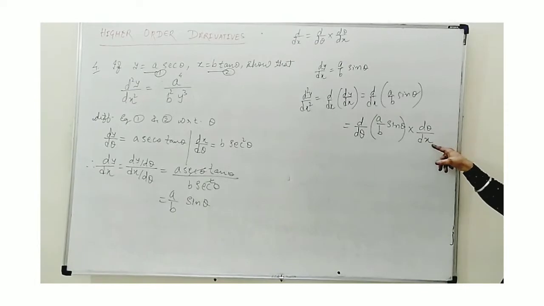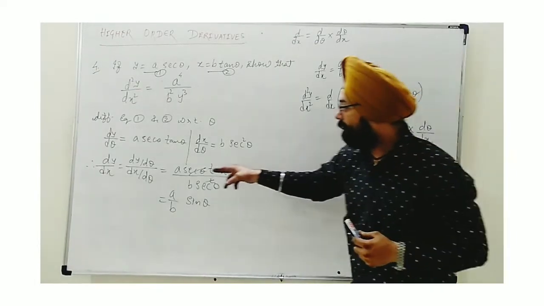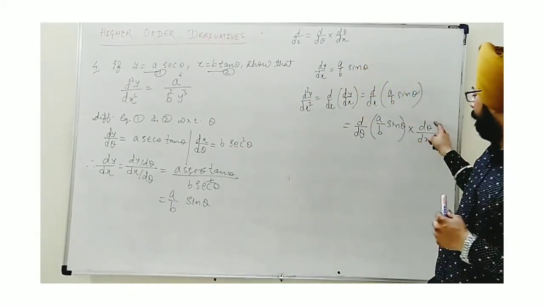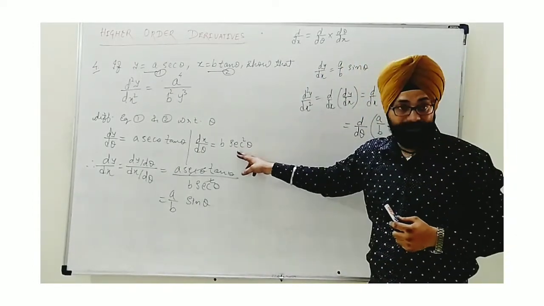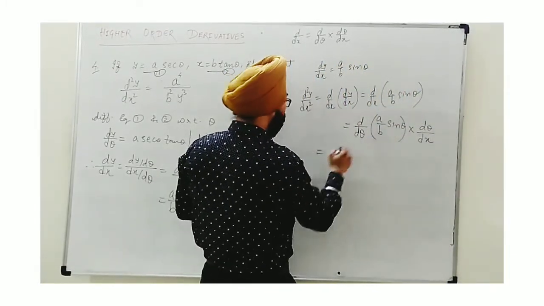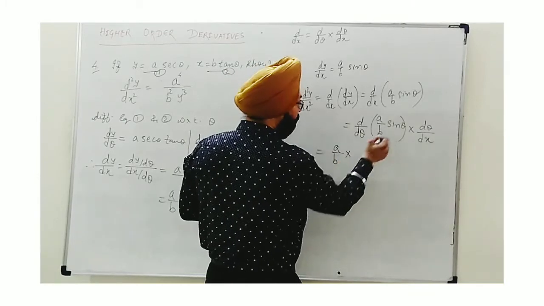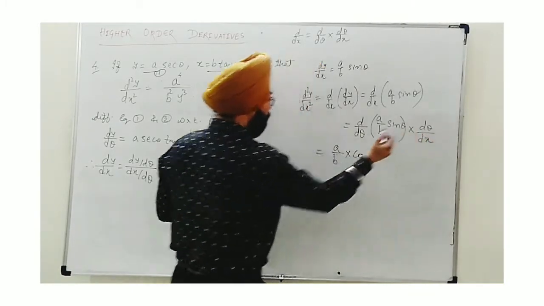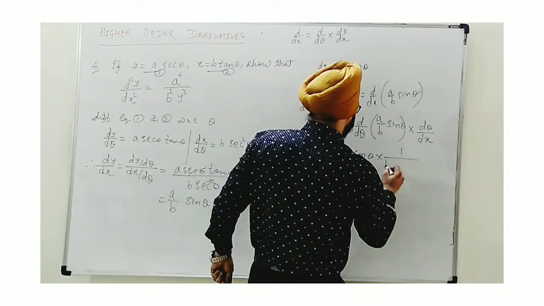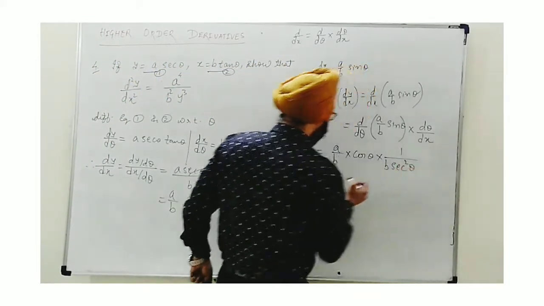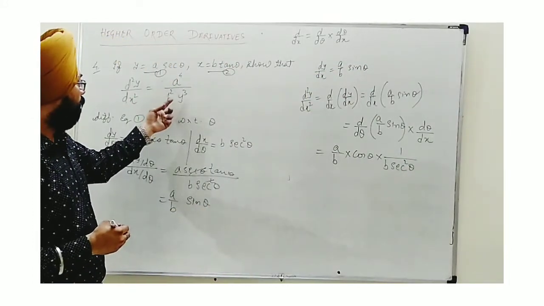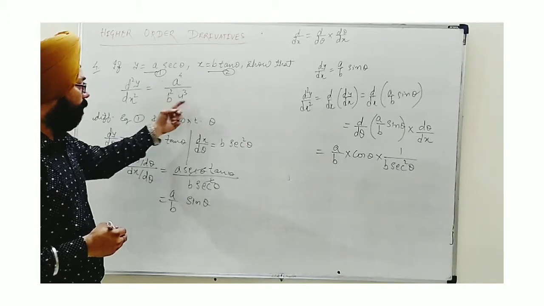And d theta by dx we obtain from dx by d theta done earlier. This is dx by d theta. As we need d theta by dx, we write the reciprocal of this term. So here this differentiation will be a upon b as it is constant, sin theta becomes cos theta, and d theta by dx from here, the reciprocal, we get 1 upon b sec square theta. But our target is to find in terms of a, b and y.